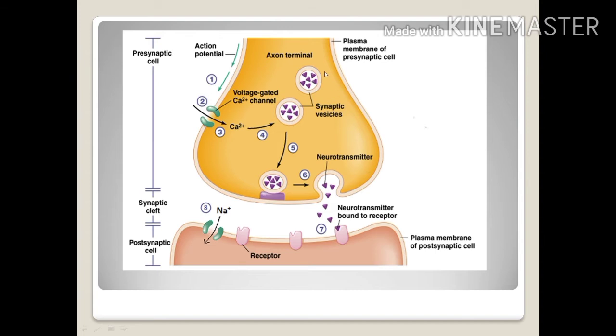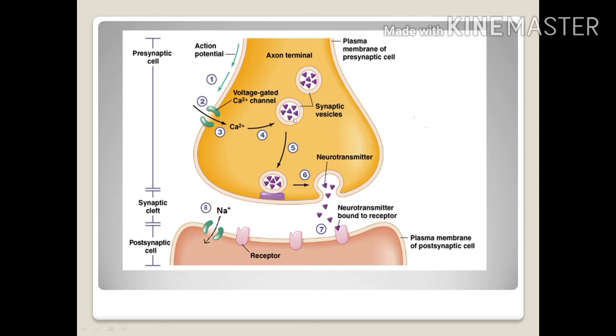This part is a bulb-like structure. It is the end part of one neuron or axon, or the terminal part of a neuron. Terminal part or end part, both are the same. So that part is called the presynaptic cell. Here it shows a number of synaptic vesicles. These are spherical and numerous in number. Along with them, the mitochondria are also present but not shown in this diagram.